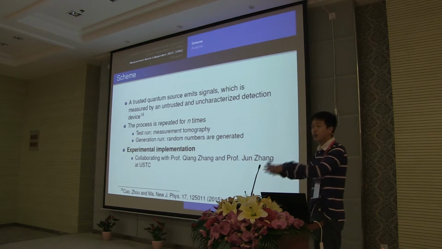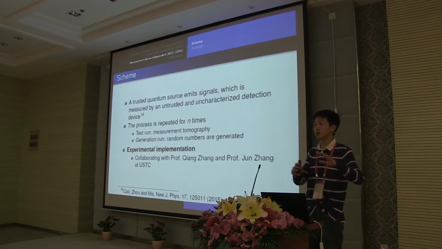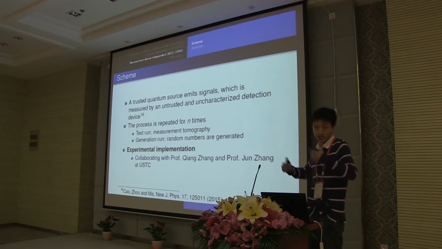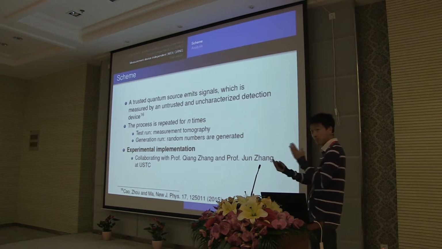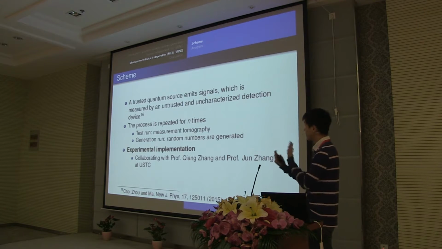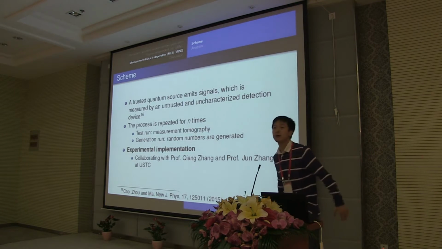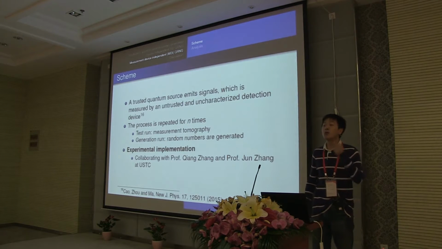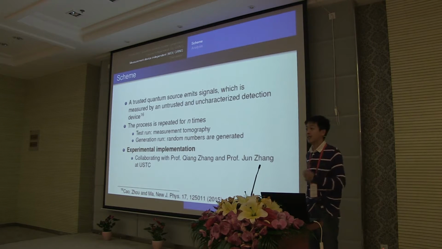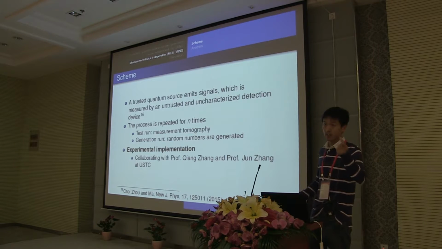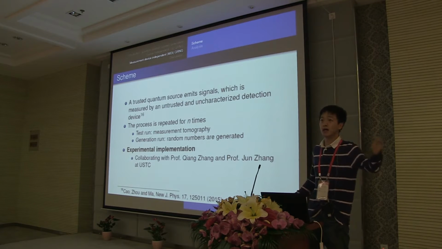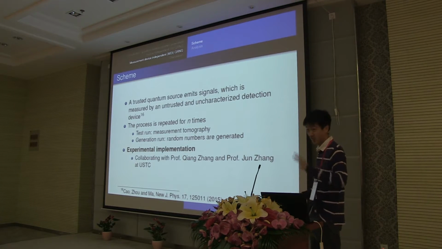And then if you don't trust the measurement device, if you trust the source, as long as you can characterize the measurement device, you can still get the security. It's more or less like a dual problem with the source independent random number generator. So the only tricky part here is that in the source independent one we already have a squash model in the QBD, but this one we don't have that. So that's the tricky part.